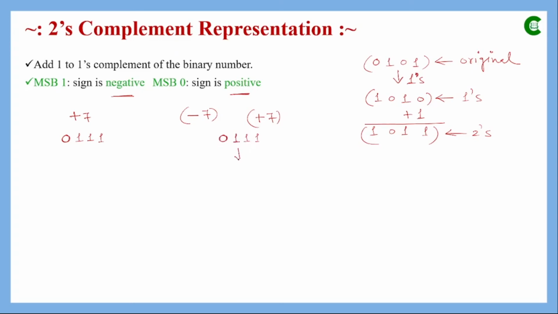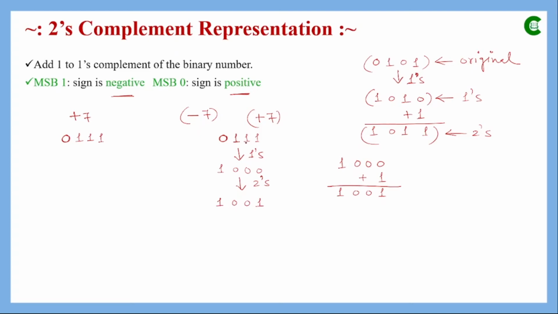Then from here we have to take 1's complement of that number. So this will become 1 0 0 0. And then from here we have to find the 2's complement. 2's complement means we have to add 1 to that. So this is 1's complement, 1 0 0 0, and when we add 1 to that, it will be 1 0 0 1. This is the 2's complement value of this number. So this is 2's complement representation of -7.